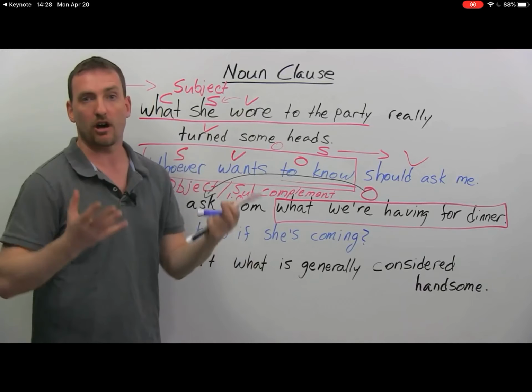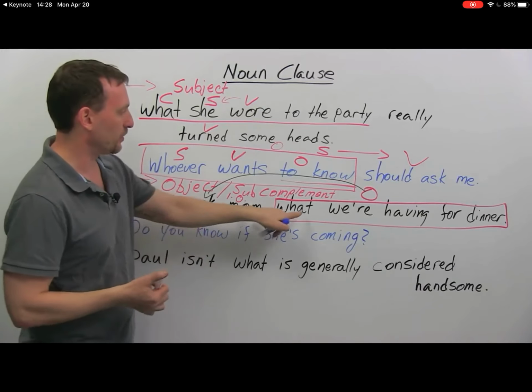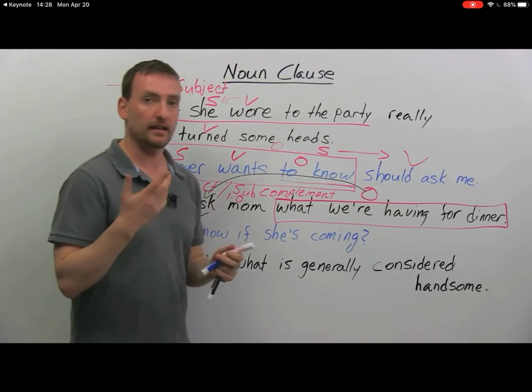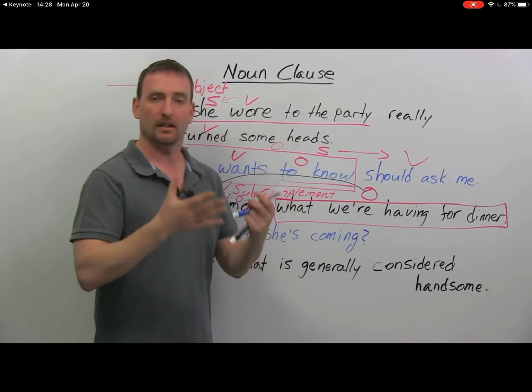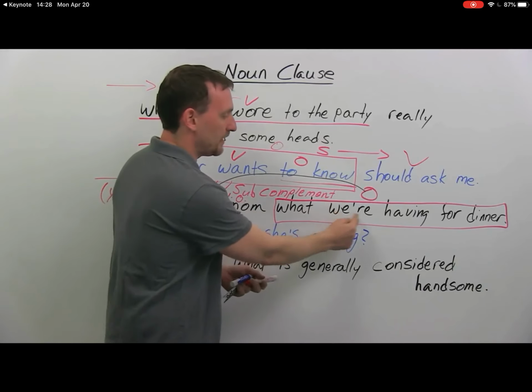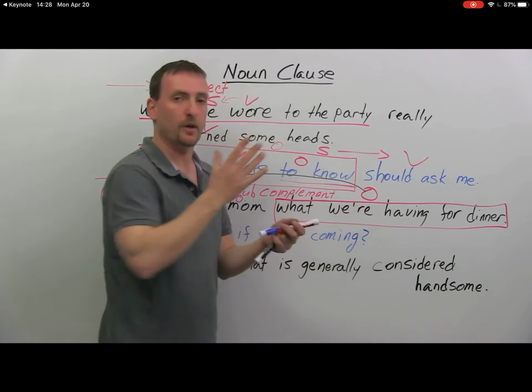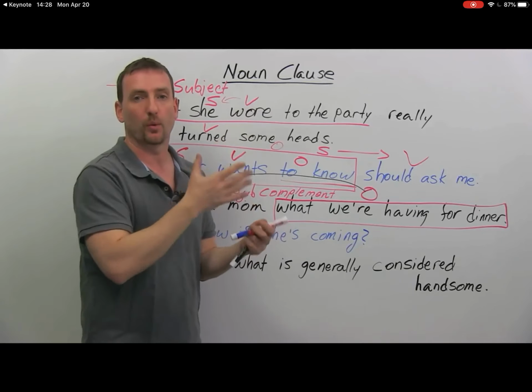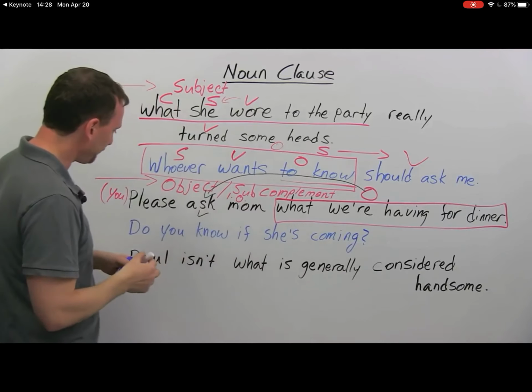Noun clauses are clauses. They're not questions. So when you see the word what, it doesn't necessarily mean that it's a question. A good hint, a good way to understand that it's a noun clause and not a question, is that the subject comes before the verb. In a question, the verb will come before the subject. What are we having for dinner?